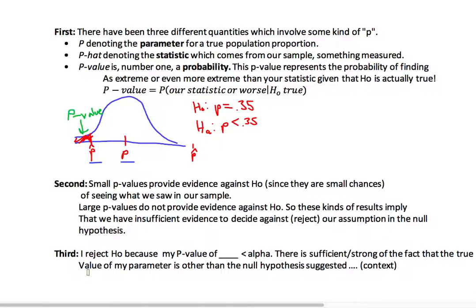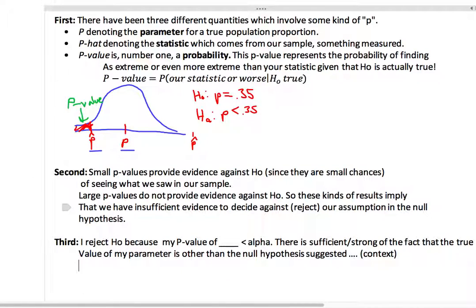You should always start it out by saying, I reject H sub o because my p-value is less than alpha. There's sufficient strong evidence of something, making sure you put that back in context. If it's not back in context on the AP exam, you're definitely going to lose major points here. Okay? So you either should do that.